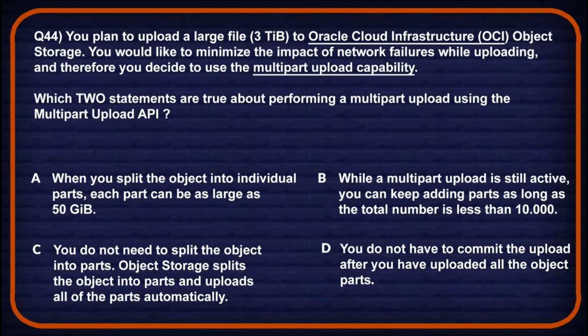While the multipart upload is still active, you can keep adding parts as long as the total number is less than 10,000. You can upload up to 10,000 parts while the upload is still active. So option B might be a potential answer. Moving on to option number C. You do not need to split the object into parts. Object Storage splits the object into parts and uploads all the parts automatically. You must manually split the object before uploading. OCI does not automatically split objects for you. So option C is not a correct choice.